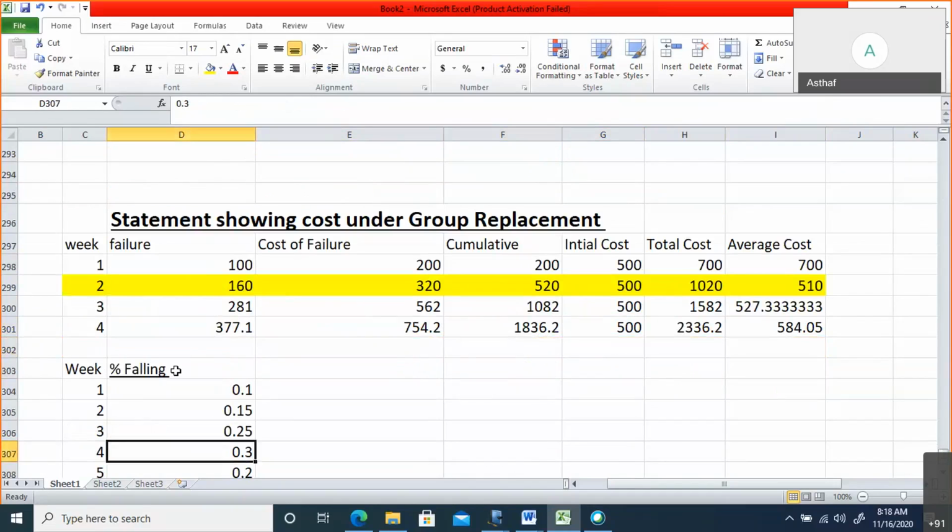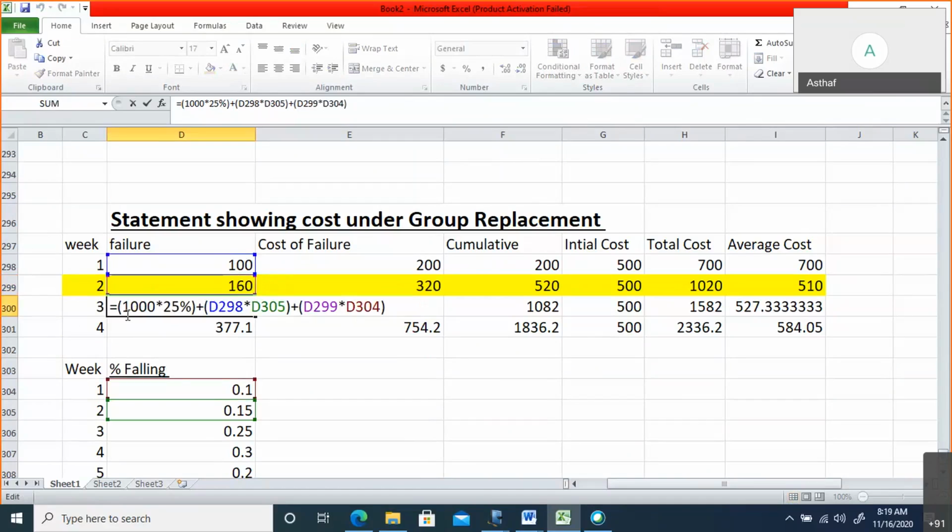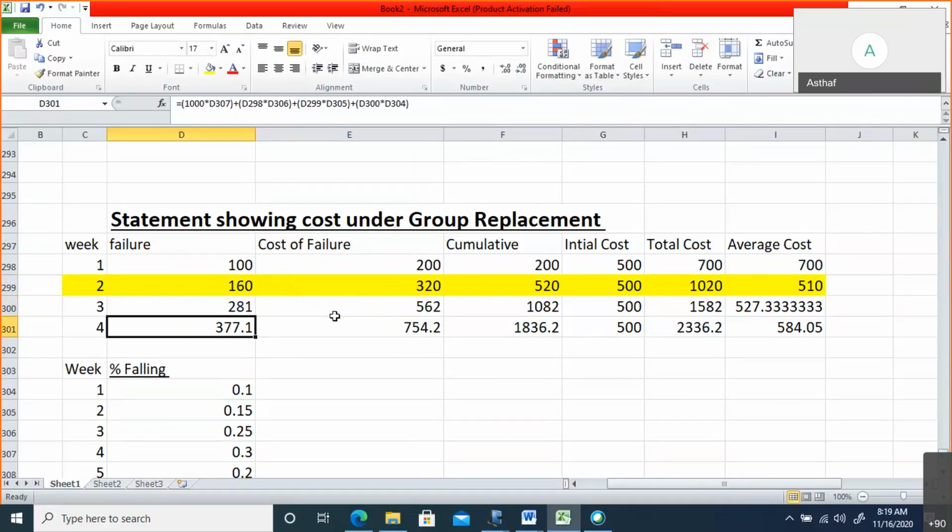That is what we said. We have 1000 bulbs. 1000 into 0.1 you will have 100. Then 1000 into 0.15, look here, 1000 will have 15%. Apart from that, last week we replaced 100, and that will also get failure. Week 2 minus 1, now week 1 only 10% will come. Then the third week, 3 minus 1, 100 will be 2. So in the second week the failure is 15%. Then the next will come 160. So this is how we have to make it.